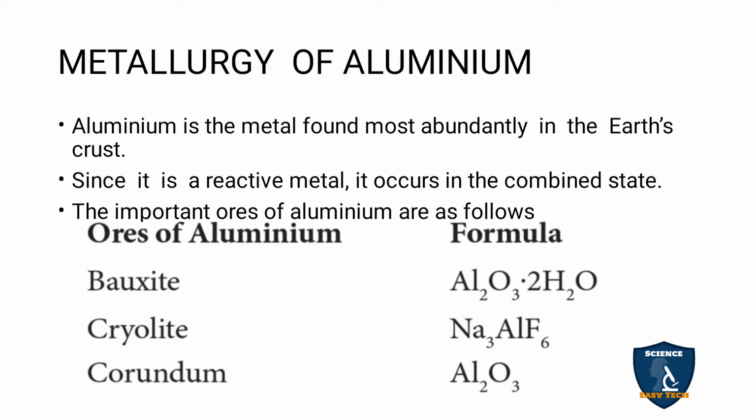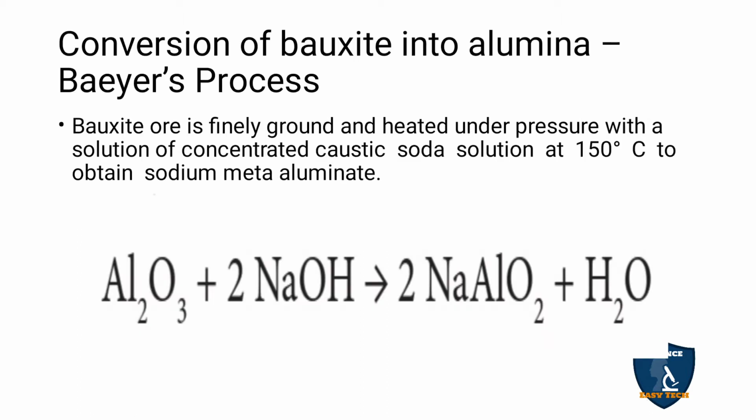The important ores of aluminium are as follows. Bauxite, Al2O3·2H2O. Cryolite, Na3AlF6. Corundum, Al2O3. So these are the ores of aluminium. We are going to see the bauxite ore, that is, aluminium is extracted from the bauxite ore.